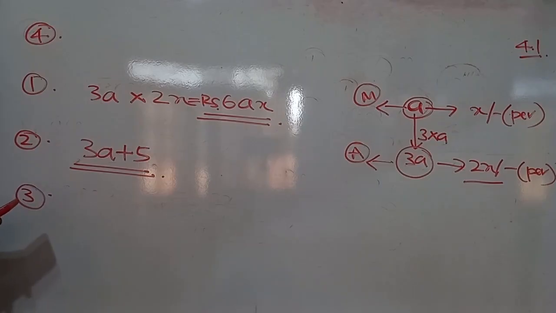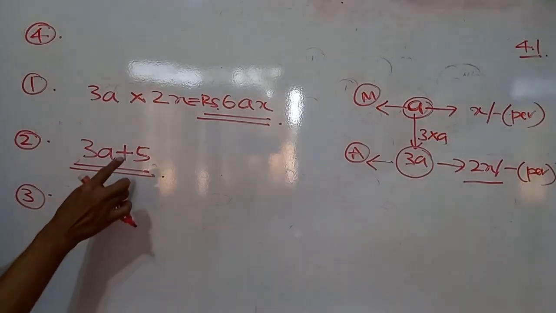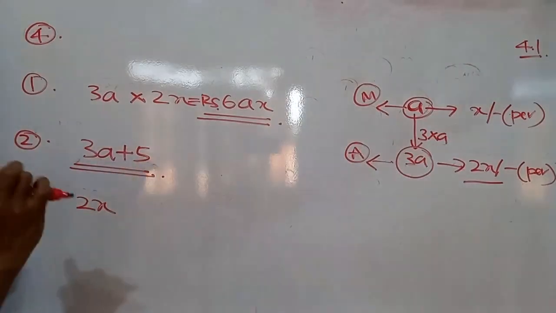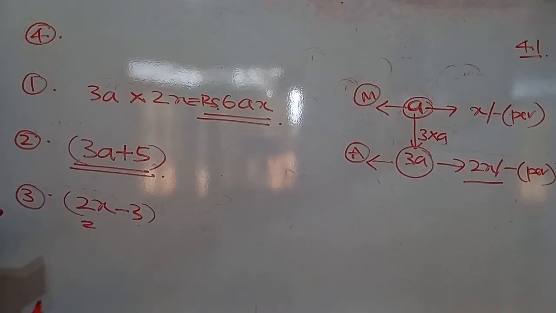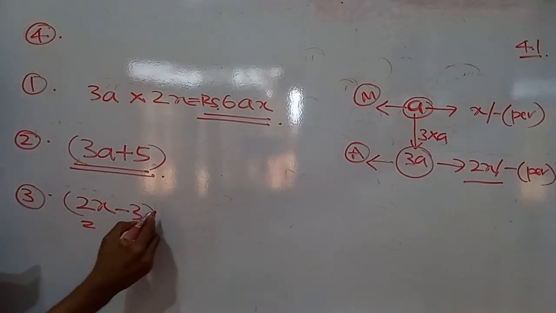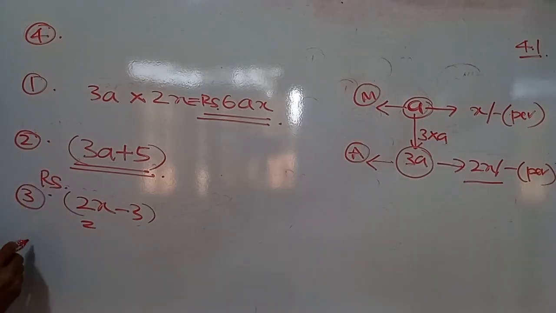Part 3. Write down the price of an apple in terms of x. How much is it now? How much was it before? 2x. He bought 5 more, so the price reduced by 3 for each. So 2x minus 3. Right. So this is in rupees. This is rupees. Right.